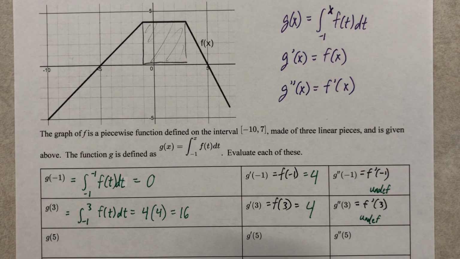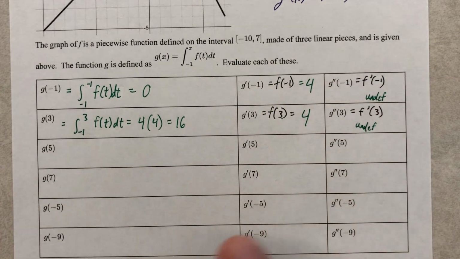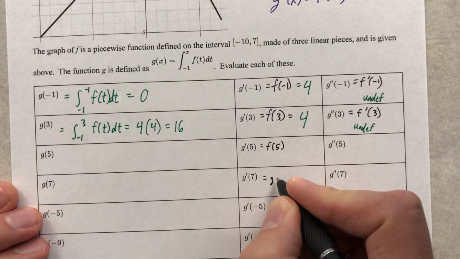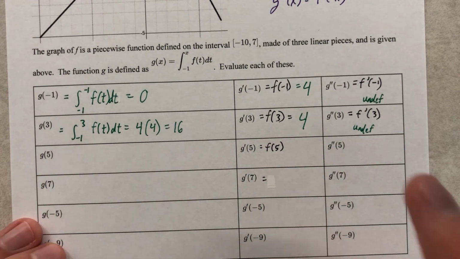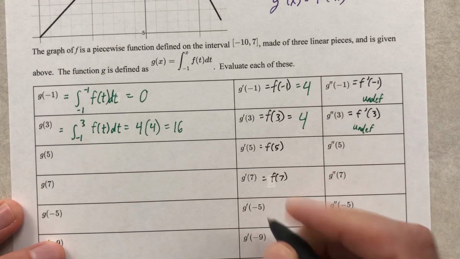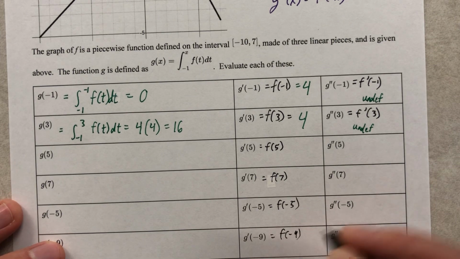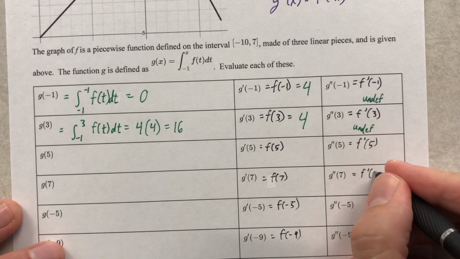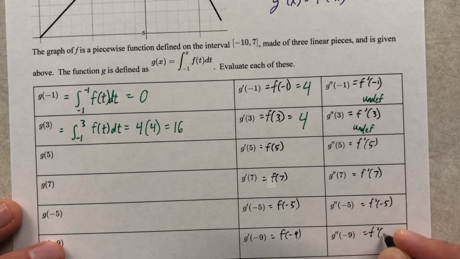Okay, let's kind of speed this process up a little bit. I'm going to go ahead and just write a few things on these that are consistent with what I've seen right here. And I think I can do that with this color like I've been doing on the others. This is really f of 5. This is really f of 7, is what I meant to say. This is really f of negative 5. This is really f of negative 9. And this is really f prime of 5. This is really f prime of 7. This is really f prime of negative 5. And this is really f prime of negative 9.